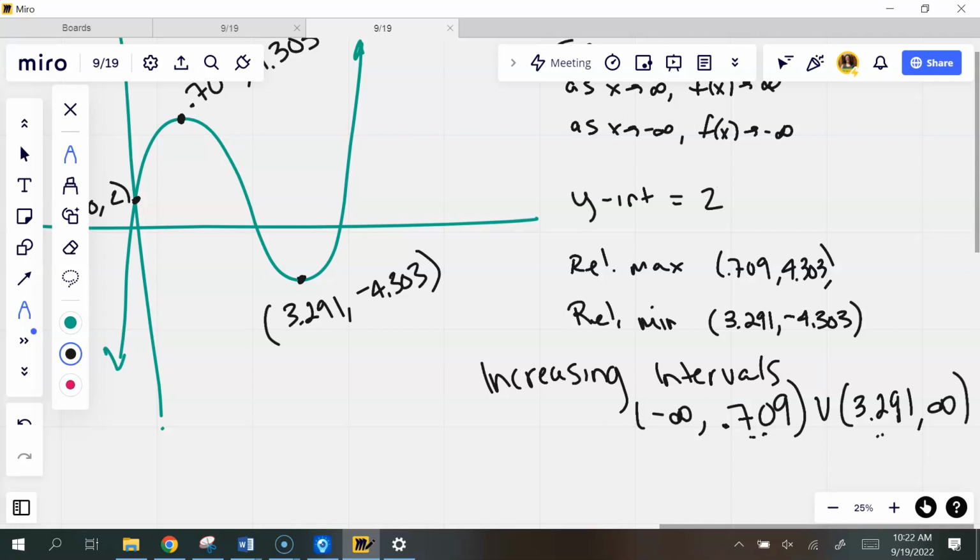No, it doesn't. It's not increasing at that point. It's not increasing or decreasing. The reason in calculus terms is because the slope of the tangent line here is 0. So it has no slope. It's not going up.